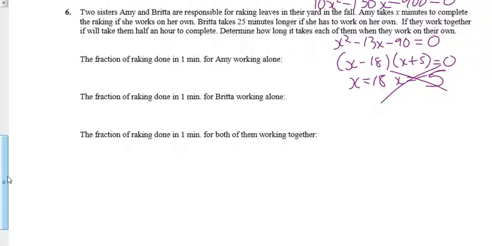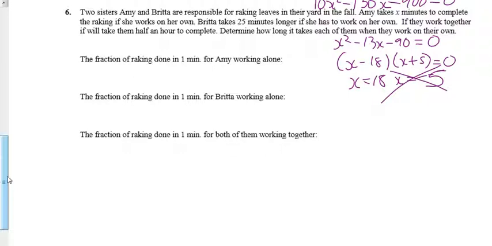Okay, two sisters. This is another common type of problem. It's a rate at which people work problem. We know that people work at different rates. Maybe you have a sibling and one of you gets sent out. So here's Amy and Britta raking leaves in their yard in the fall. Amy takes x minutes to complete the raking if she works on her own. Britta, who we'll say is probably younger, takes 25 minutes more if she's working on her own. If they work together, it'll take them half an hour to complete. Two people working together should take less time than each individual.